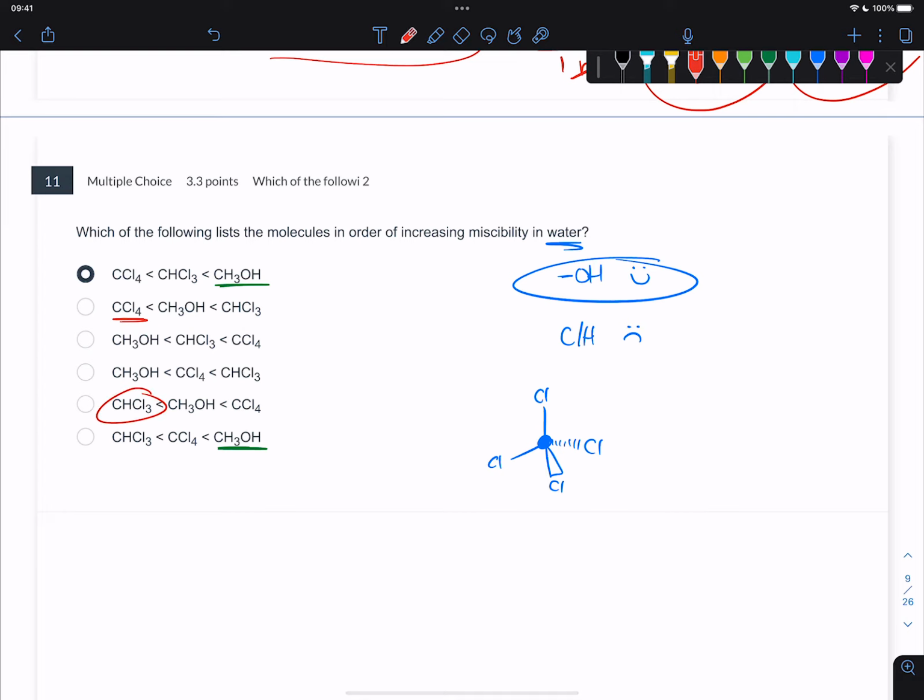Trichloromethane, which is this, has some polarity, but it's not as polar as it could be. That's why this is the answer.